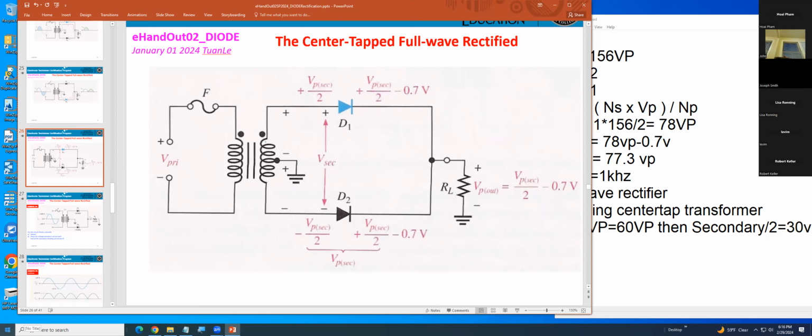And the same thing will happen here. That means V peak secondary here, same thing, V peak secondary divided by 2 minus 0.7. And finally, the voltage here, V peak out, will be equal to V peak secondary divided by 2 minus 0.7.